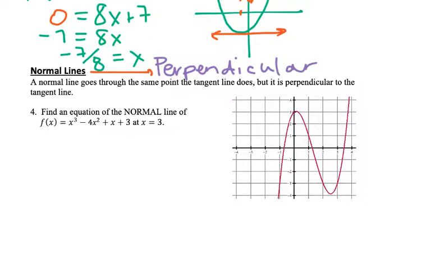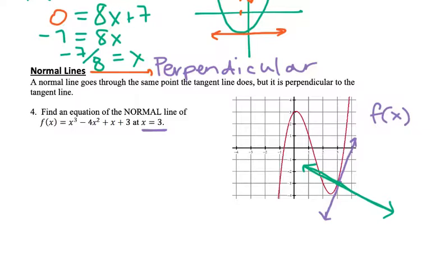So in order to figure out a normal line for f of x here, this is the correct graph of f of x, at x equals 3, so right here, if we were to graph the tangent line, it would look something like this. We're going to be looking for the line that's perpendicular to that tangent, to that slope there. So we're looking for an equation for this line that goes through that same point but is perpendicular.